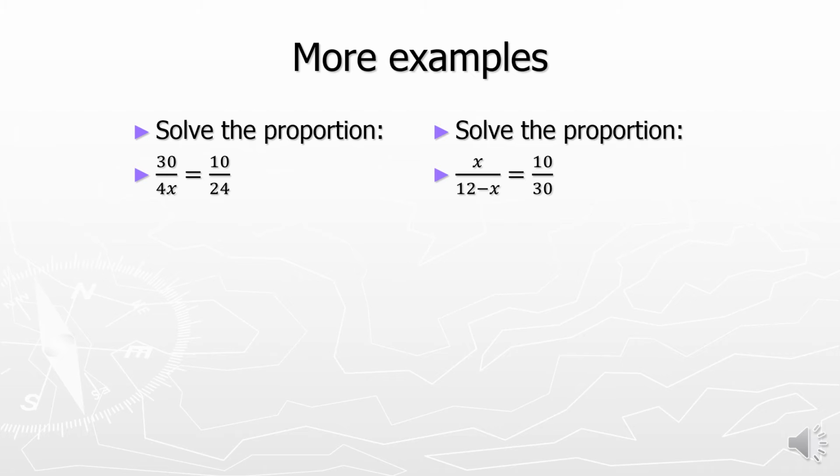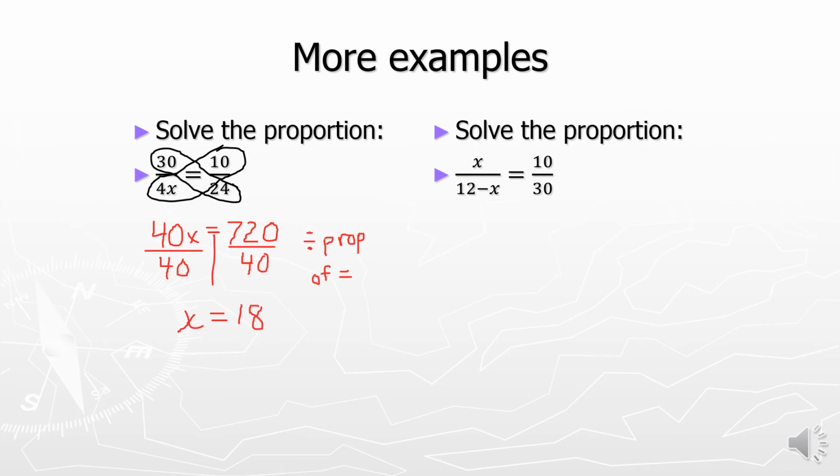Let's start with the example on the left. Cross multiplying would give me 4x times 10 and 30 times 24. That gives me 40x equal to 720. Now I have an equation to solve. It's a one-step equation, so I'll follow all of my steps that I did last chapter. Drawing a mirror, dividing by 40 on both sides, using the division property of equality, to get x equal to 18.